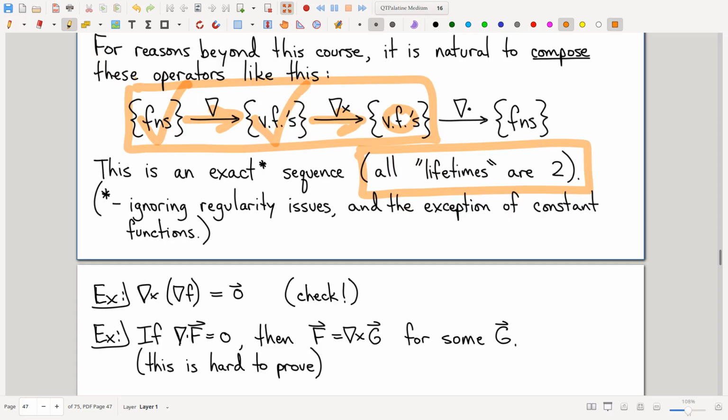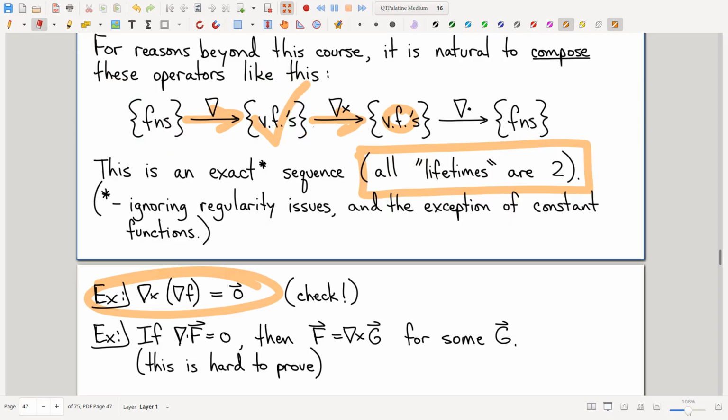If you're willing to work with me on the silly, dark, depressing metaphor that 0 is death, if you will, anything that follows from 0 is also 0. I think the metaphor is kind of reasonable, but it's just a metaphor. Anyway, all lifetimes are 2. So this is a nice way of remembering, for example, that the curl of a gradient will always be 0, and various other equivalent statements.